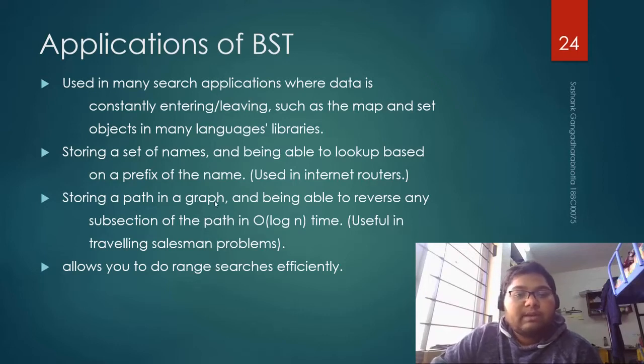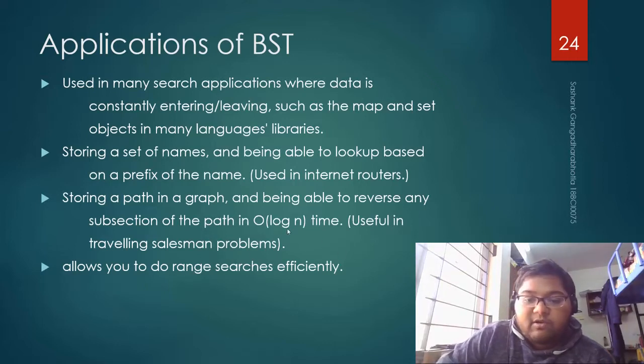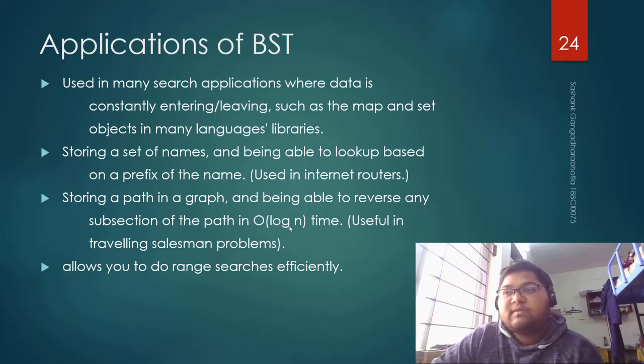Storing a path in a graph and being able to reverse any subsection of the path in big O of log n time. Useful in the traveling salesman problem. So this big O of log n is for most of the cases. For the worst case, it will usually be big O of n. It allows you to do range searches efficiently.